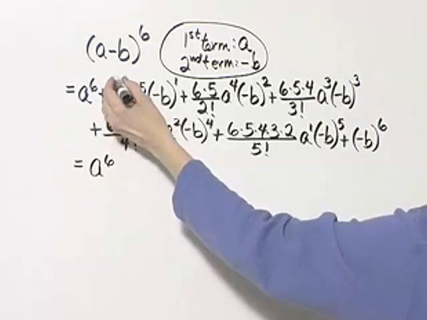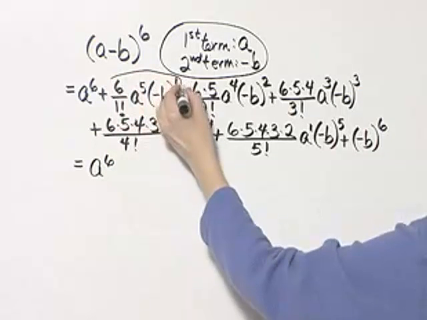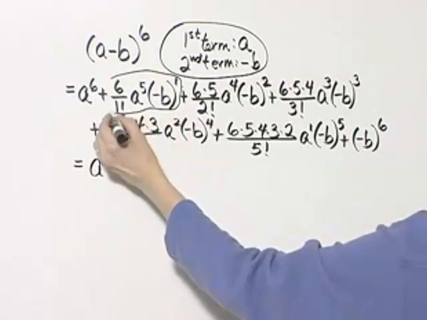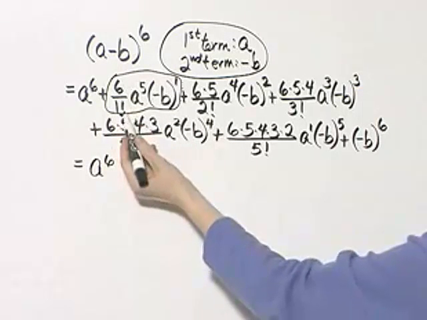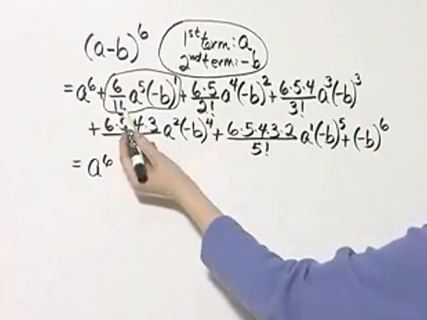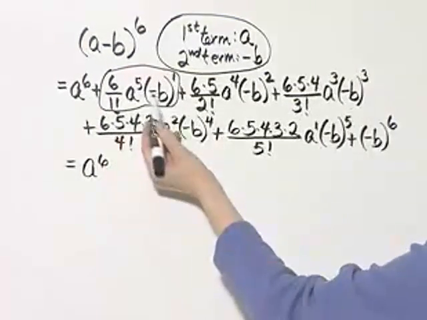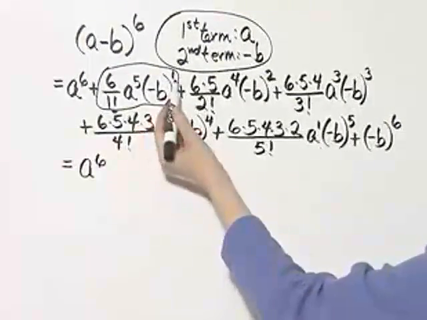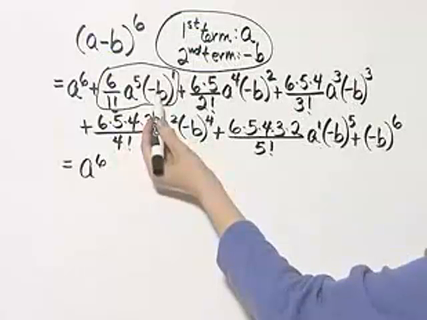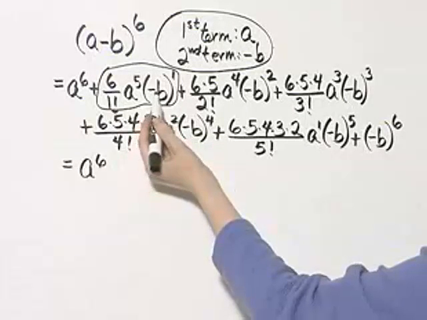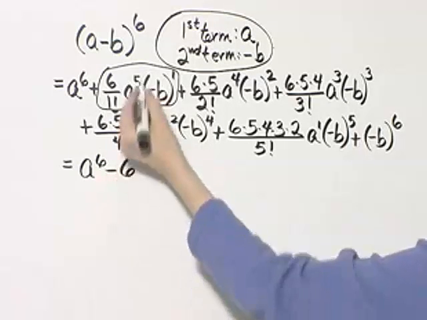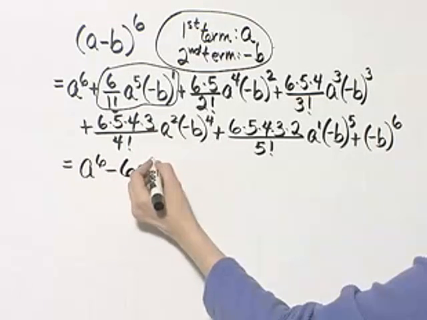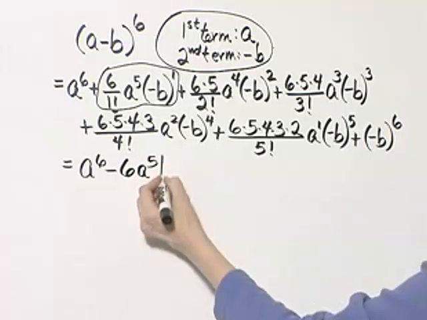The next term, make sure you realize this is entirely one term. So I have 6 over 1 factorial. That is 6. Also notice this is negative b raised to a power of 1, so there is a negative sign here. That will then be negative 6, a to the 5th, b to the 1, or simply b.